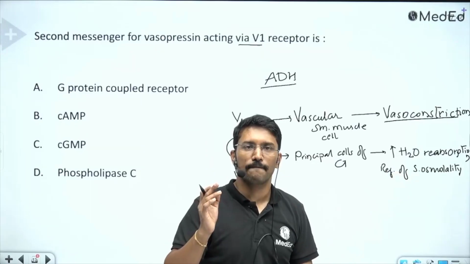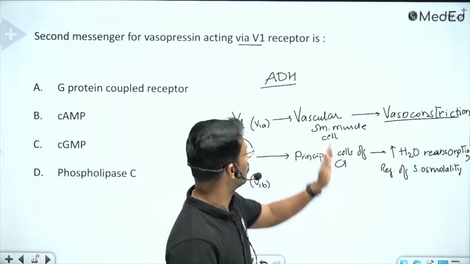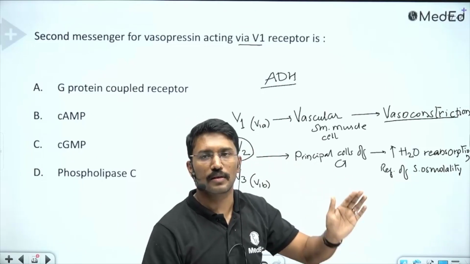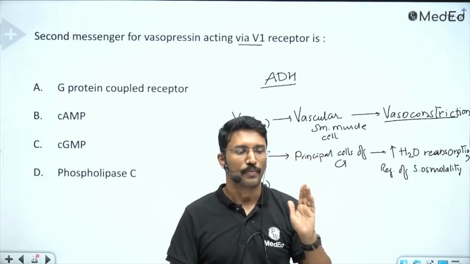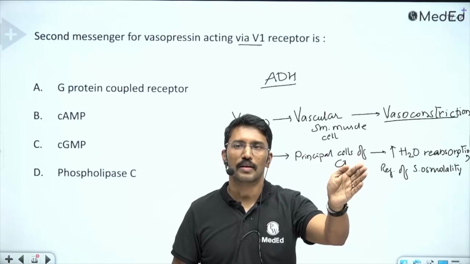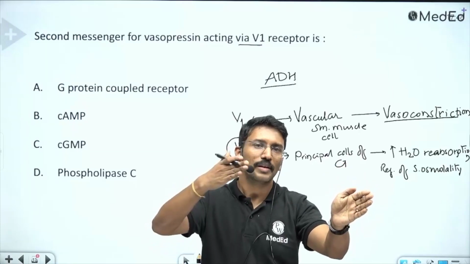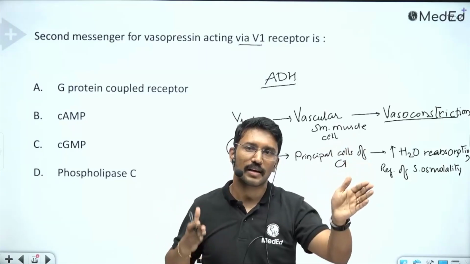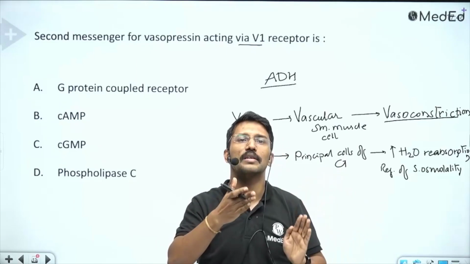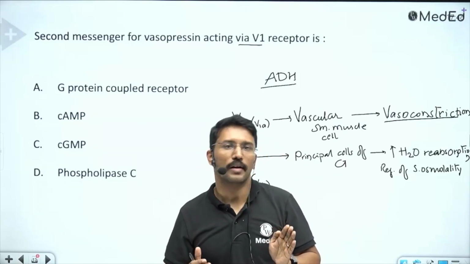Simple question: when osmolality increases, what should happen to ADH? ADH should increase, right? So remember this one simple rule: whatever direction the osmolality follows, the same direction the ADH follows. If the osmolality is increasing, ADH increases. If the osmolality is decreasing, ADH should decrease, right?